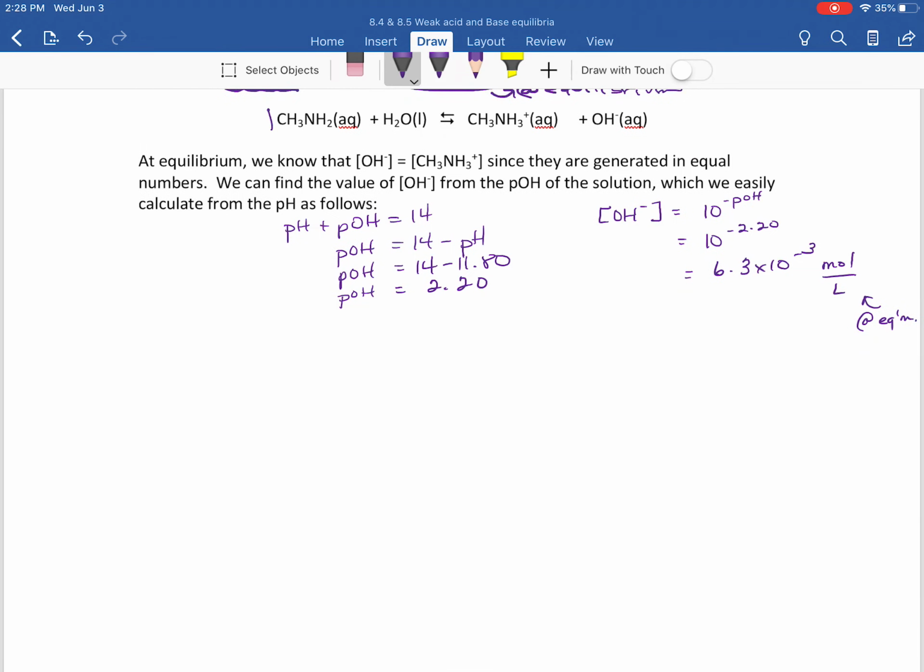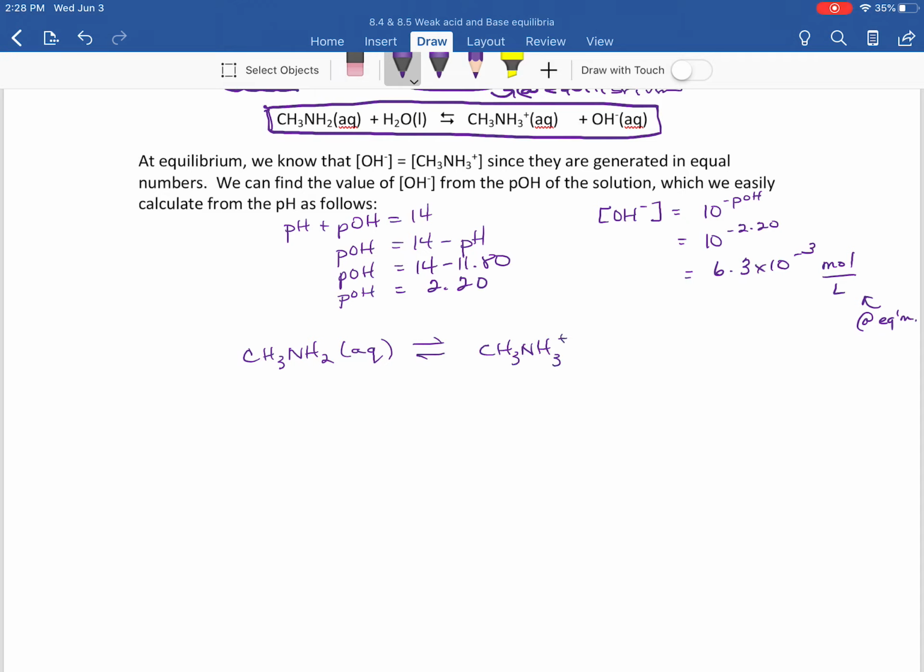So you're lucky. We love you because we gave you the formula, but that's not always going to be the case. Okay, so let's make our ICE table. CH3NH2, and I'm going to leave the water out of it. Everybody knows why, but I'm going to say it anyway: liquid water has a constant concentration and is not included in any of the equilibrium constant equations. So back to this, CH3NH3+ and my hydroxide concentration. Okay, let's get to it.